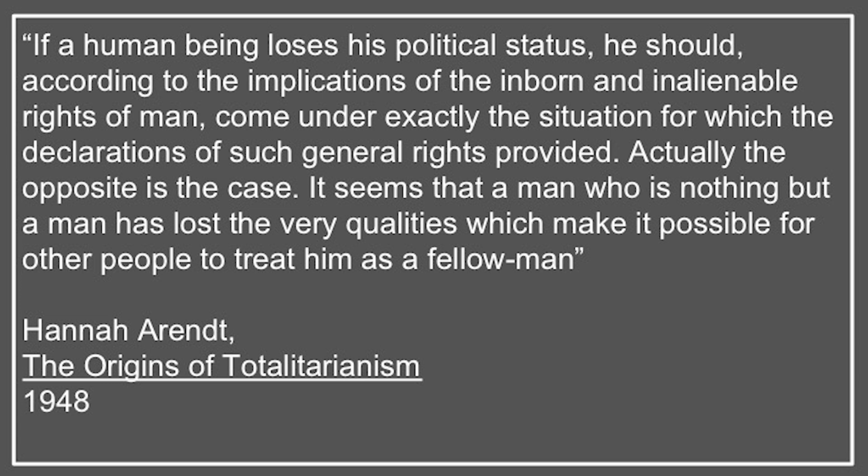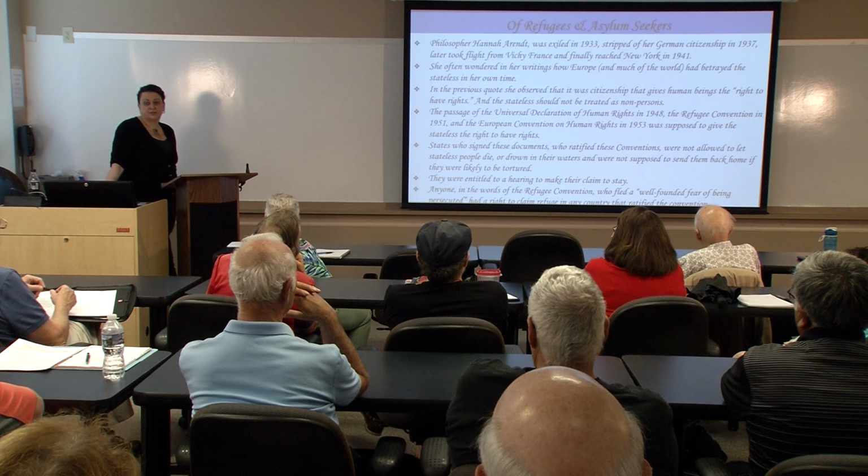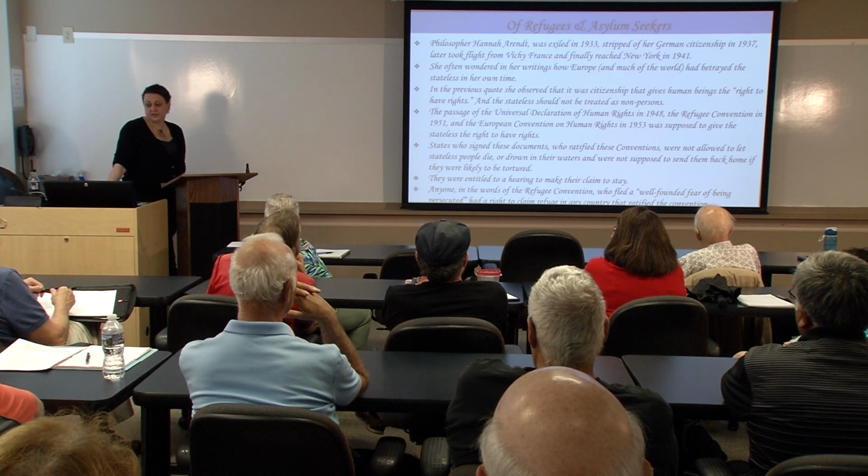Hannah Arendt was exiled in 1933 from Germany. She was stripped of her German citizenship in 1937, later had to take flight from Vichy, France, finally reached New York in 1941. And in a lot of her writings, not just in The Origins of Totalitarianism, she wondered how Europe and much of the world had betrayed many of the stateless people in her own time.